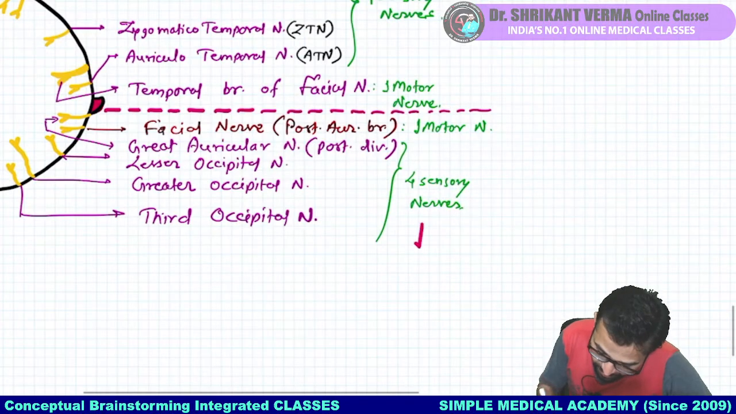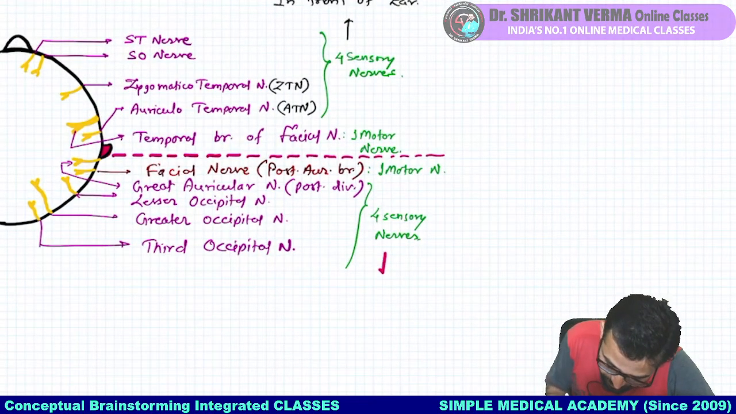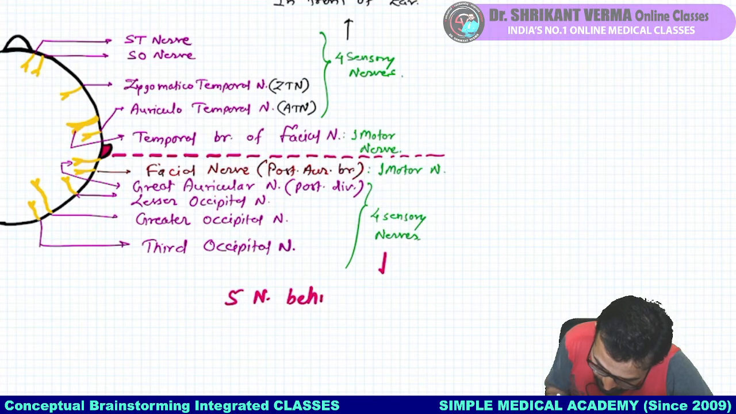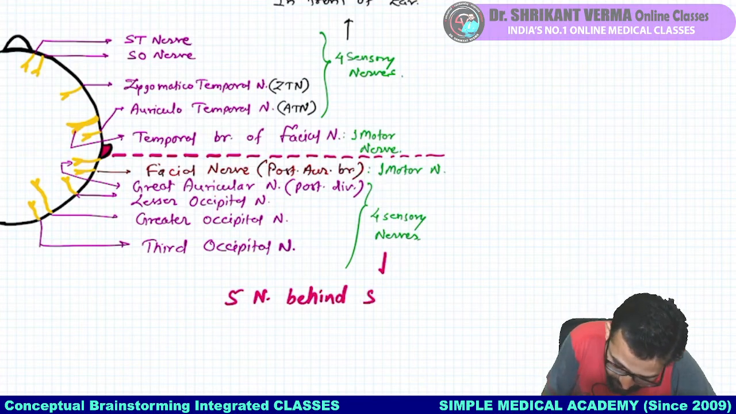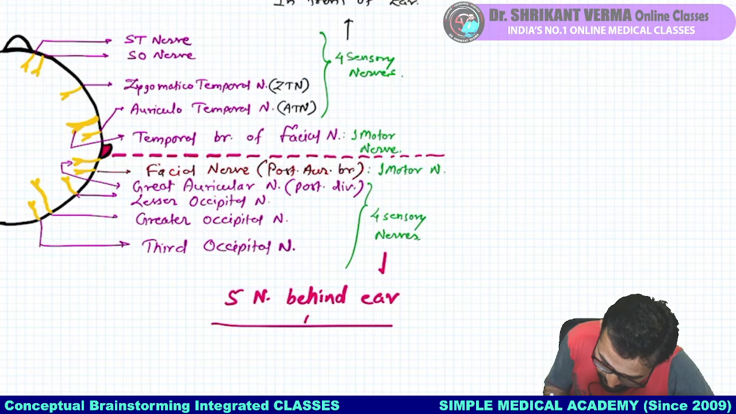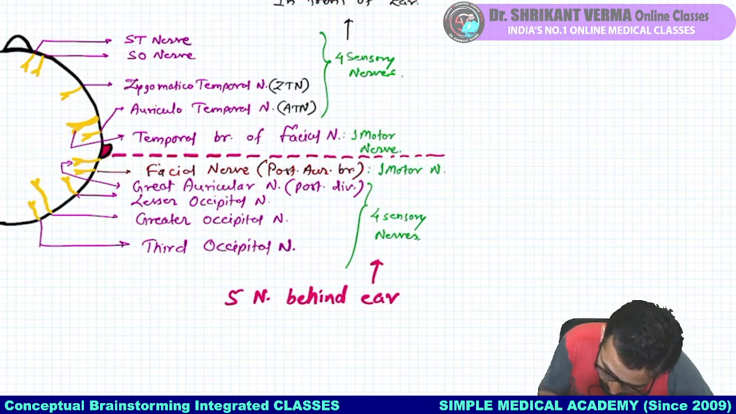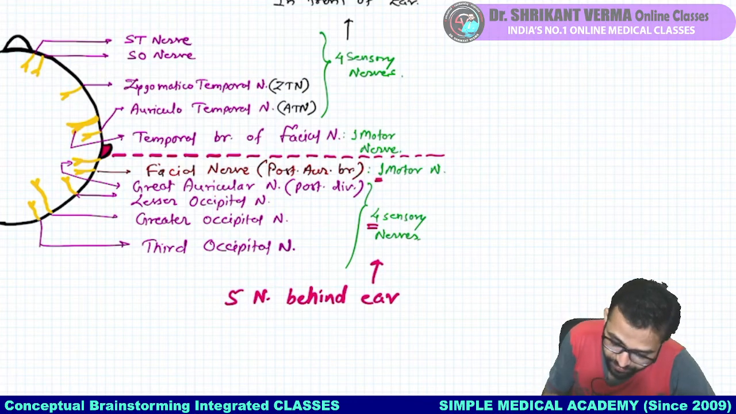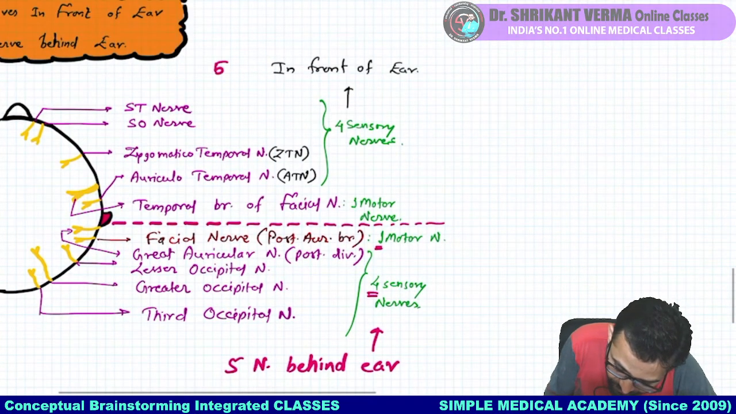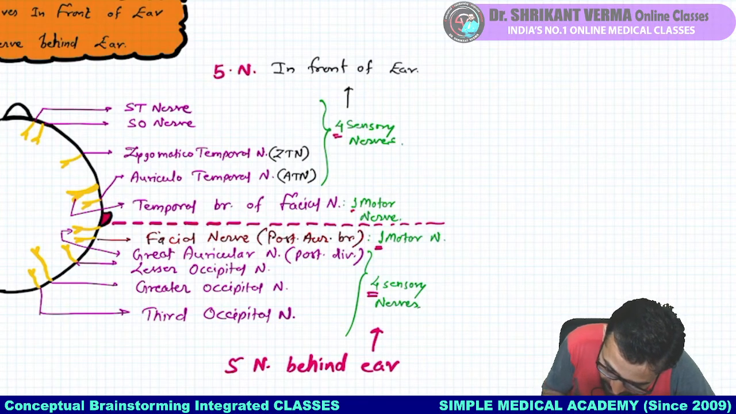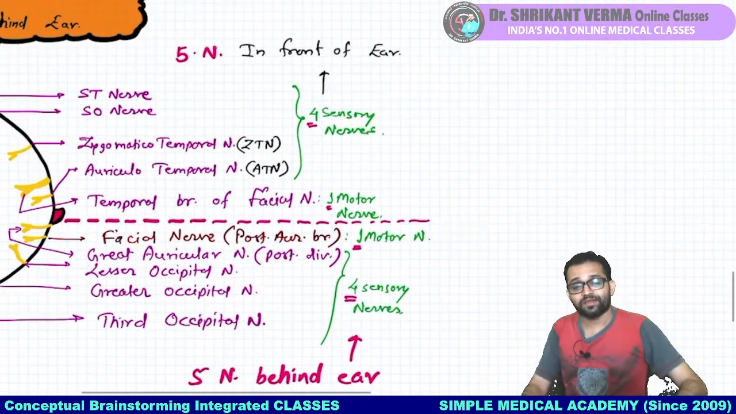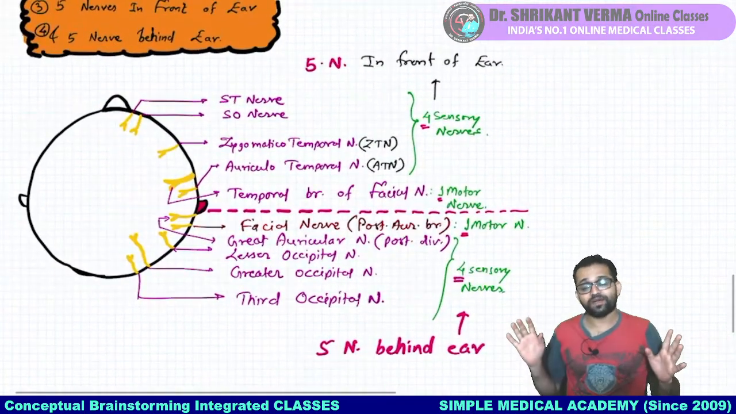Okay, so these are our 5 nerves behind the ear, among these 4 sensory and 1 motor, and 5 nerves in front of the ear, 4 sensory and 1 motor. Getting the point? So you have to make practice for it.